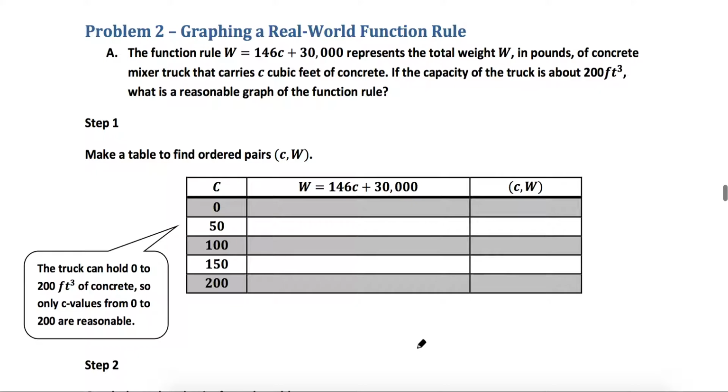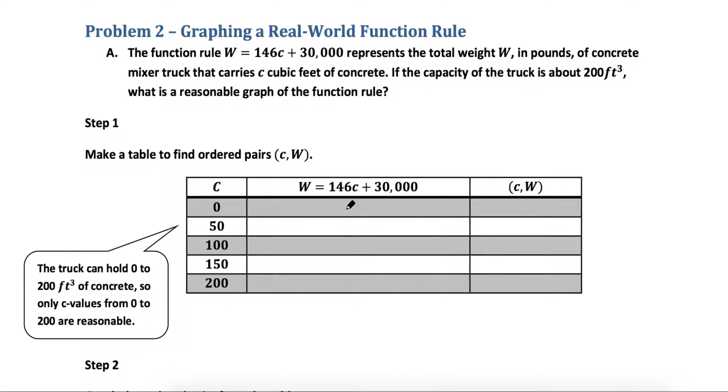Let's go ahead and graph some real-world examples here. So here we have the function W equals 146C plus 30,000 represents the total weight W in pounds of a concrete mixer truck that carries C cubic feet of concrete. The capacity of the truck is about 200 feet cubed. What is a reasonable graph of the function rule? Okay, so here we've got basically a setup counting up to 200 because that's a reasonable amount.